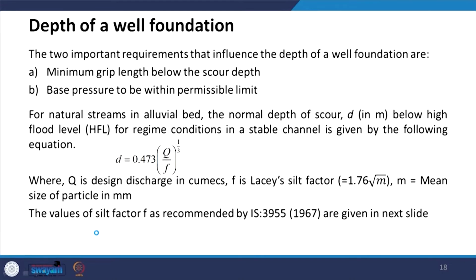So, whatever pressure is coming on the base, that should not exceed the safe bearing capacity of the soil. So, that is the general principle, and that needs to be followed. Now, for natural streams flowing through an alluvial bed, the normal depth of scour D, in meters, below high flood level, which is denoted as HFL, for regime conditions in a stable channel is given by the following equation. The equation listed here gives you the scour depth, that is D.